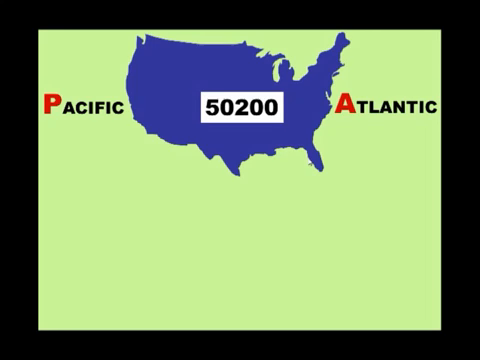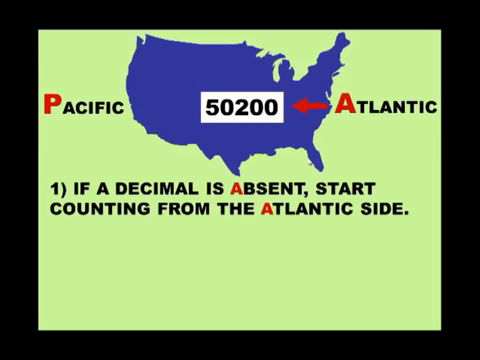So here's the first application of the Atlantic and Pacific rule. A number is given to you, and we'll assume that's a measurement, even though there's no unit. Let's just pretend that there's a unit. 50,200 something. That could be seconds, meters, grams. It doesn't matter. I'm focusing on the number. If a decimal is absent, so A for absent, A for Atlantic, you will start counting from the Atlantic side of the number, that is, from the right.